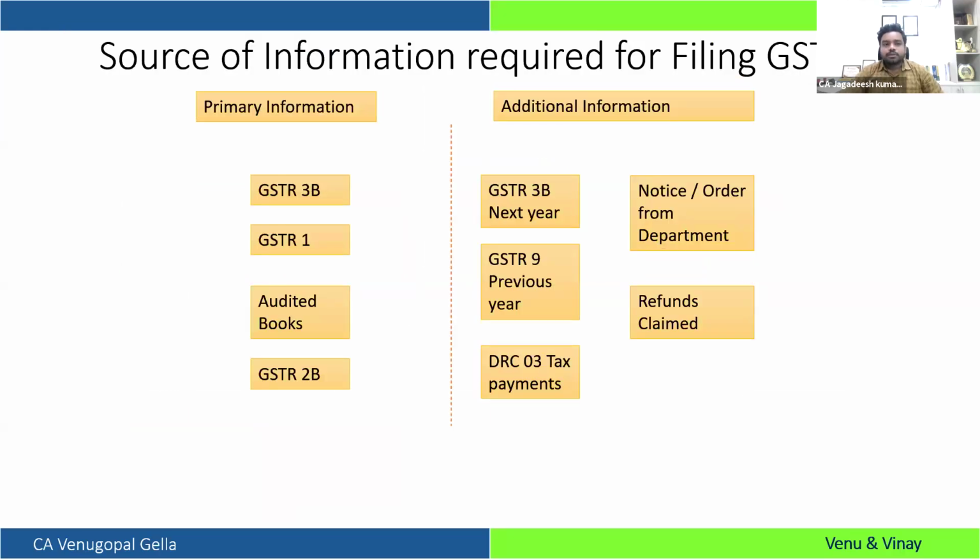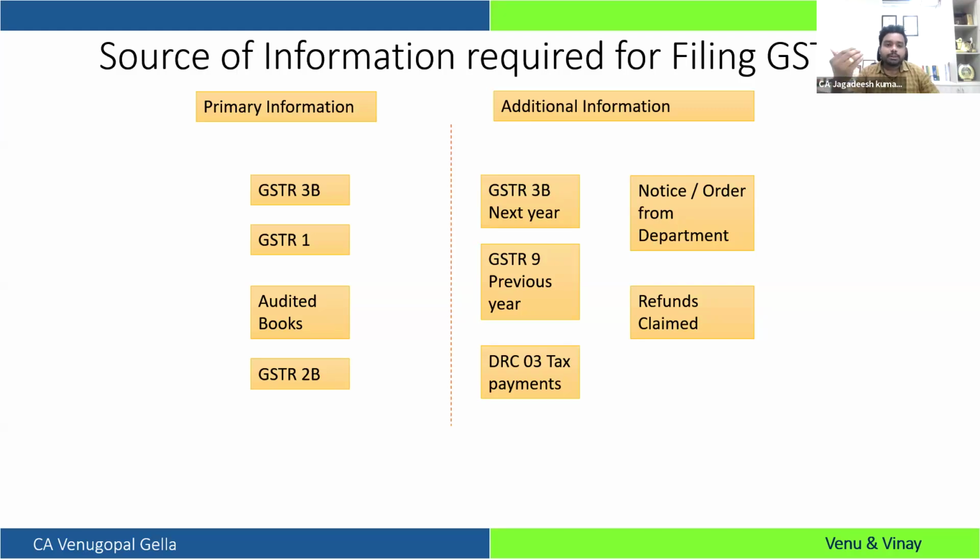So, the source of information. What information is required to file a GSTR-9? Primary information is your 12 months of 3B, 12 months of GSTR-1, your audited books of accounts, and your GSTR-2B. All of these are the primary information. Along with this, you also need the GSTR-3B of the next year, that is the current period, from April 24 to 30th November 24. Whatever returns you have filed between April 24 and 30th November 24, you need to have all of that. Why are the subsequent period returns required?